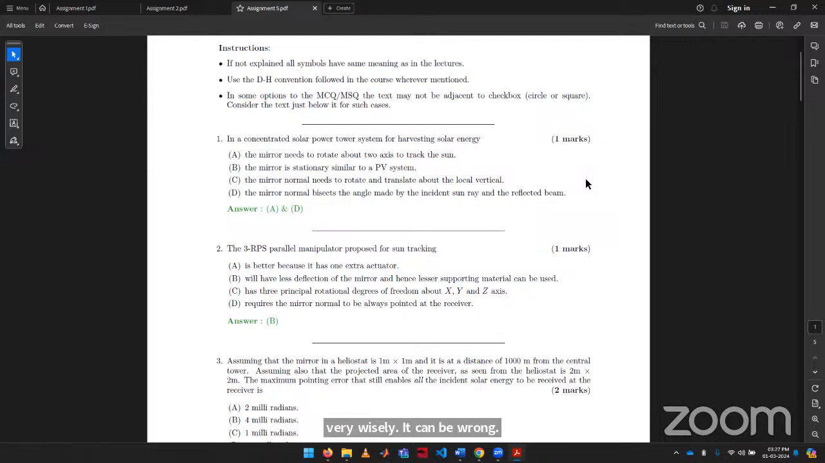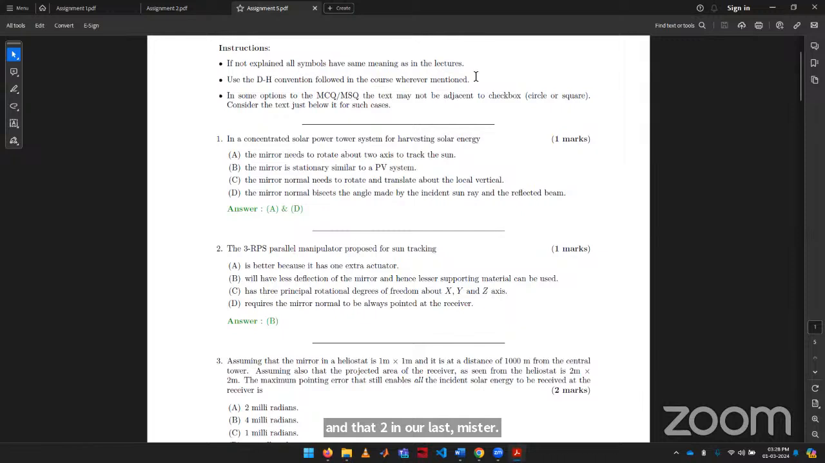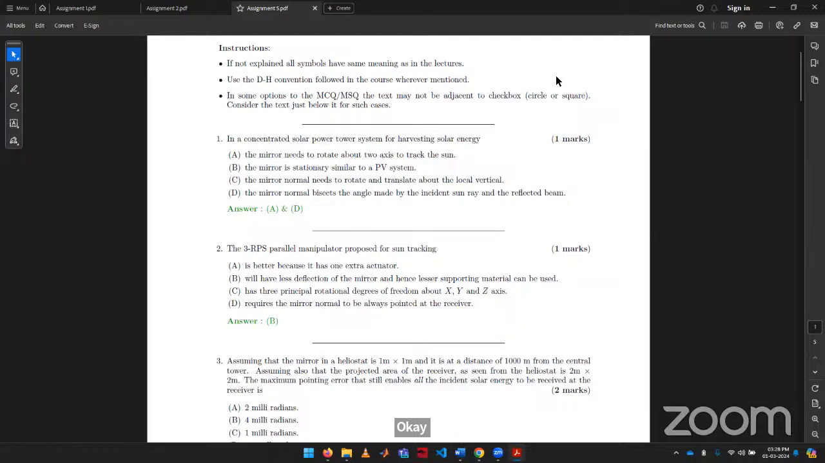Sir, as a matter of fact, we are being taught robotics for the first time, and that too in the last semester. So we don't have that much exposure as compared to students who are being taught robotics as an elective subject. Yes, sir. So we are studying robotics for the first time, and we are finding it a bit too complex for our niche.